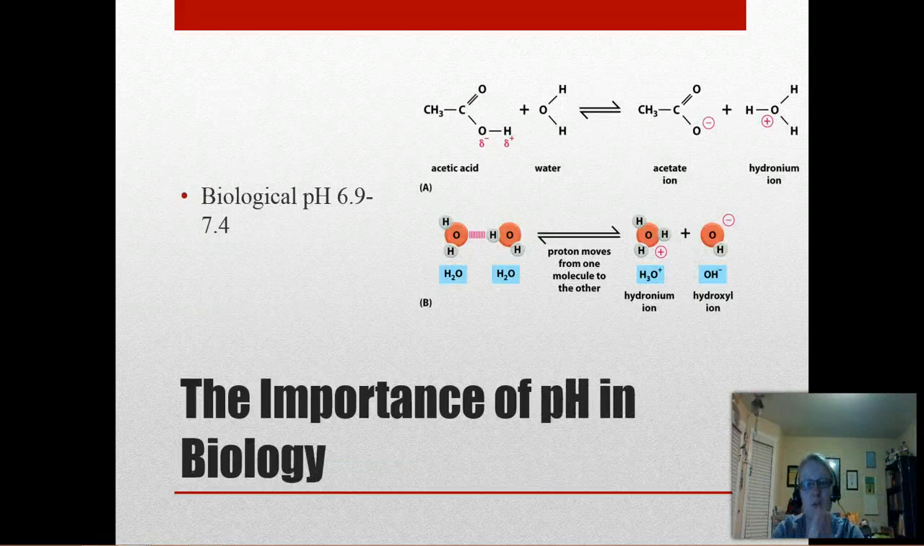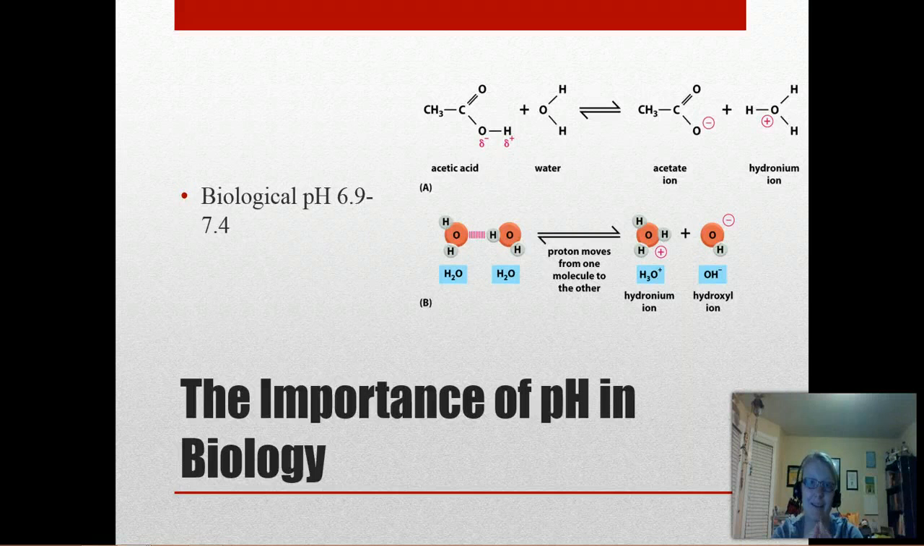And the last thing, and I just want to touch on this briefly because we're not going to go into huge amounts of things, but biological pH. We have a biological pH range of 6.9 to 7.4. And it's important that you understand that range. This is why drugs have to be given within a specific range. It's why everything has to be.